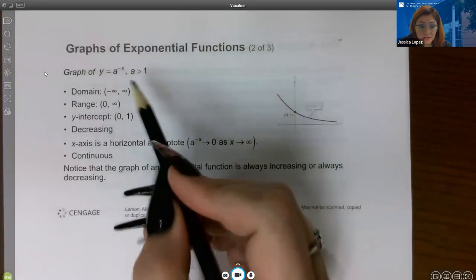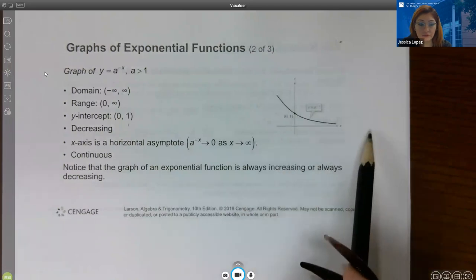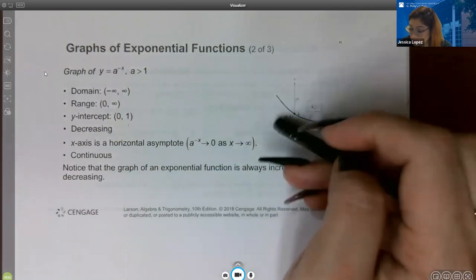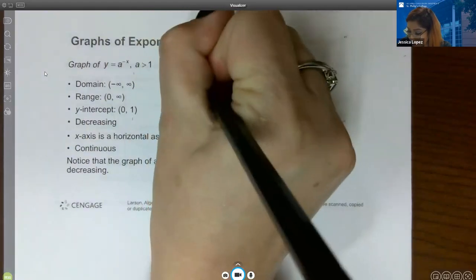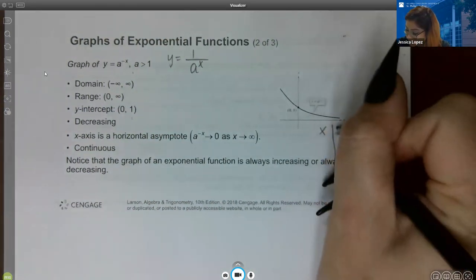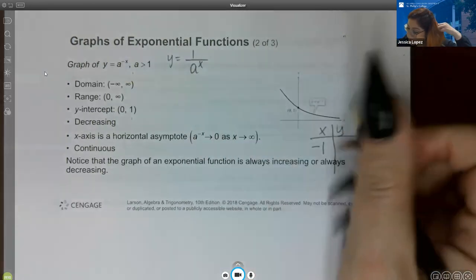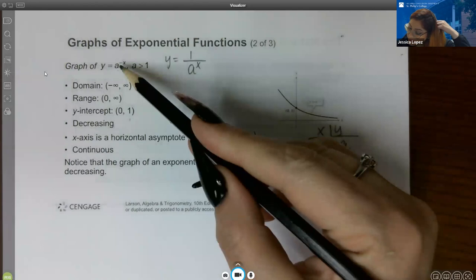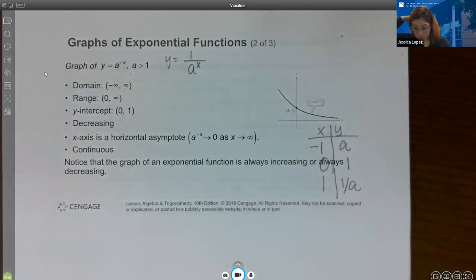Now, if you had a negative exponent, it has the same domain, the same range, the same intercept, but notice that the curve is going downward now, okay? The horizontal asymptote is still the same. Everything is the same, but instead of going in this direction, it's going in the other direction. And a negative exponent is essentially just the reciprocal. So that is the same as saying y equals 1 over a to the x. And so consequently, guess what these points are going to be. If I'm plugging in -1, a negative and a negative is going to be a positive, so I get a. When I plug in 0, a to the 0 is still 1. And when I plug in 1, I'm going to get a to the -1, which is 1 over a. So be very, very careful there.